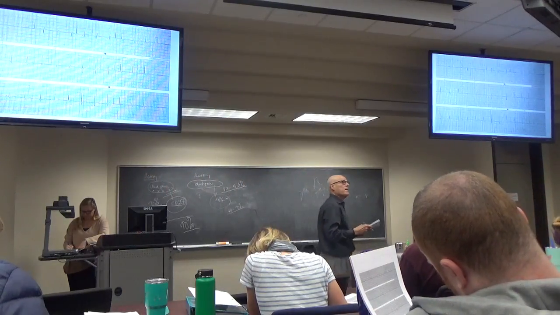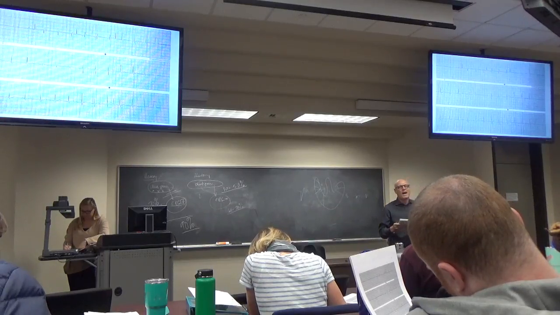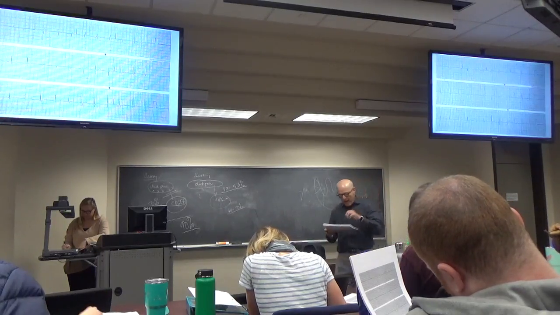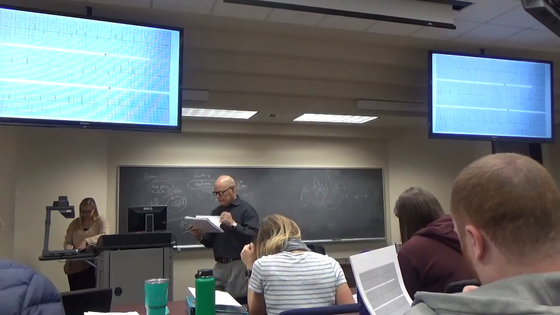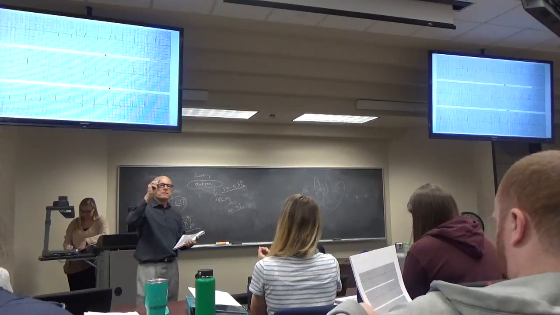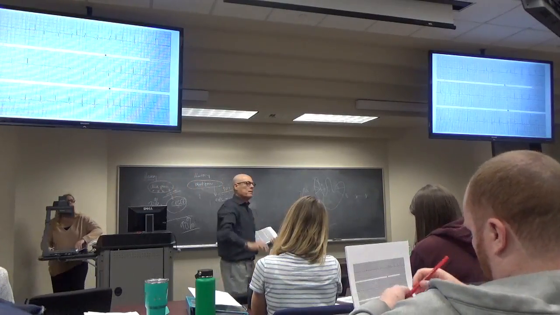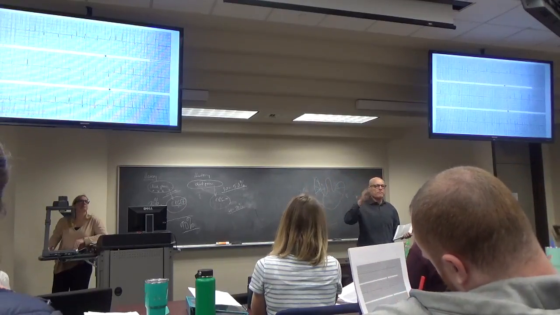Because of the weird V1. Is there an inverted P wave in V2 as well? I wrote it. I wouldn't be surprised, yeah. Yeah, it's inverted there too. That pacemaker is probably somewhere up around the right atrium. So you're seeing a weird P wave in V1 and V2.